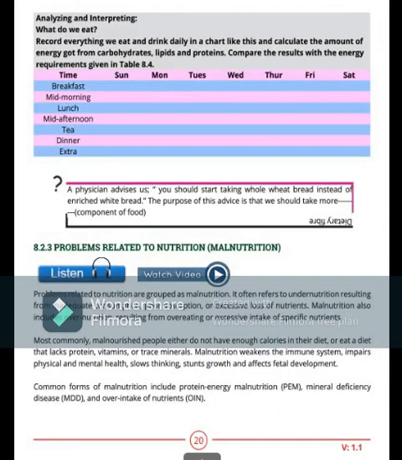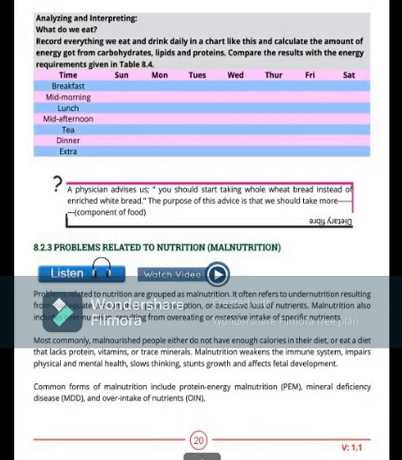The next thing is about the problems that are related to nutrition, that is malnutrition. Malnutrition is mostly considered to be the inadequate consumption of some specific food, but it is not only that. If we eat an excess amount of anything, that is also called malnutrition. So it often refers to undernutrition, but it is actually not.